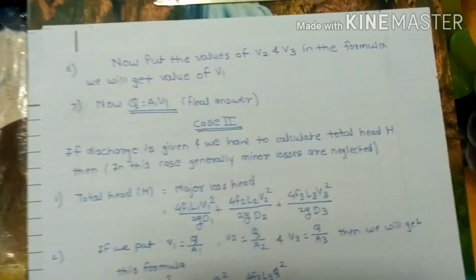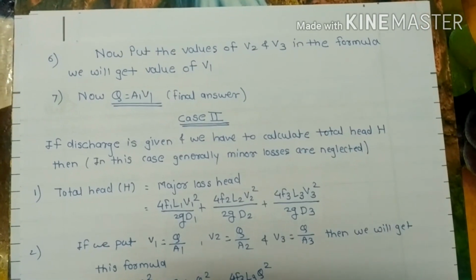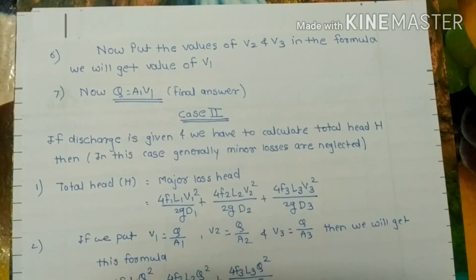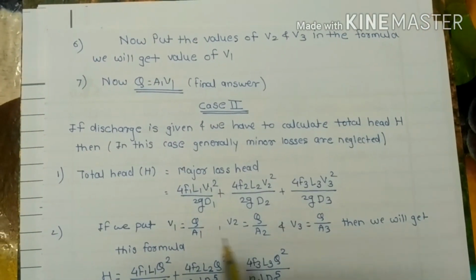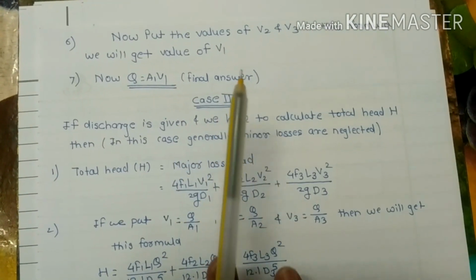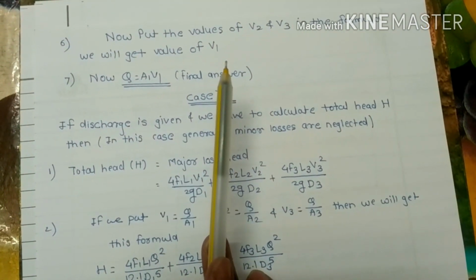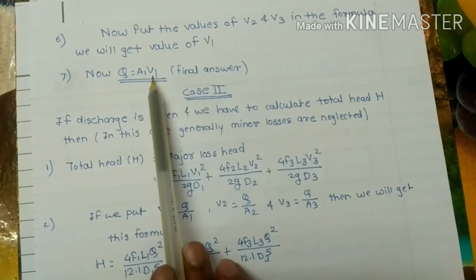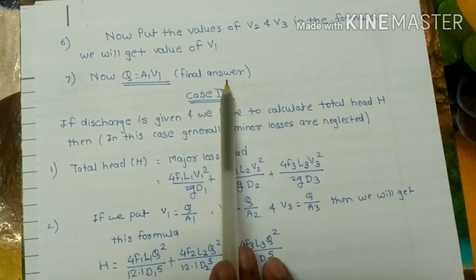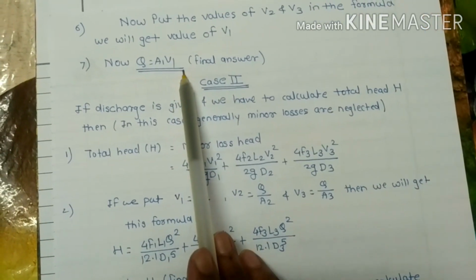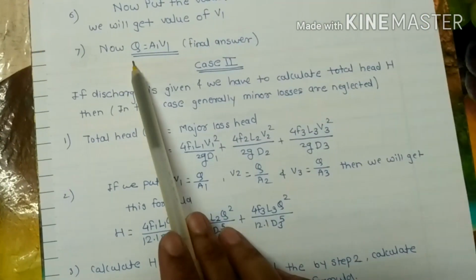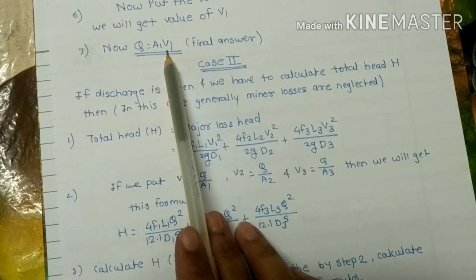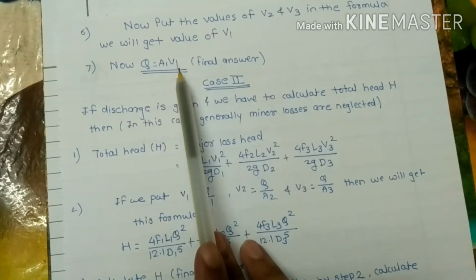Next step is, now we have to put these values of V2 and V3 in the form of V1 in the given formula, and all the values are known except V1. So the unknown V1 should be found from that step. And once you find V1, just substitute in the formula Q is equal to A1 V1. This is your final answer. If you form the relation in the form of V2, then you have to use the formula Q is equal to A2 V2. But this is the simple one. Now this is case 1.